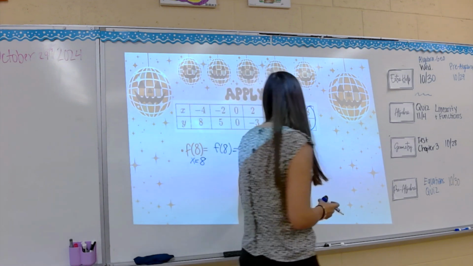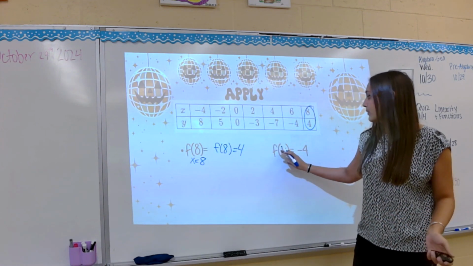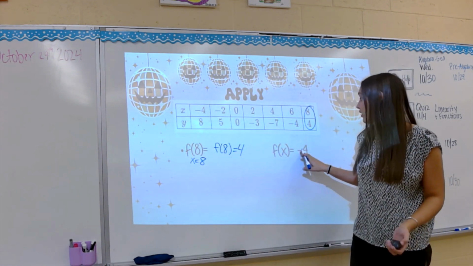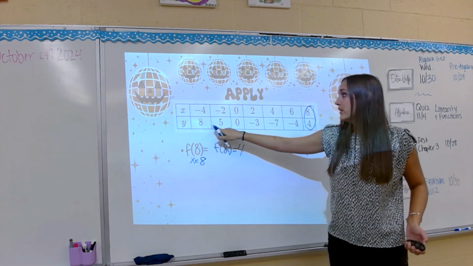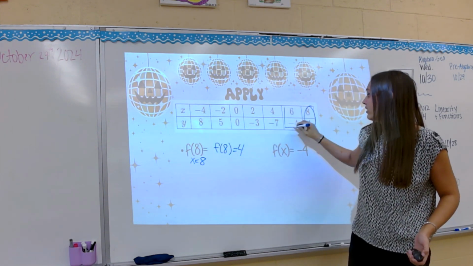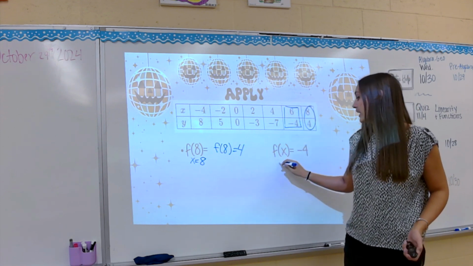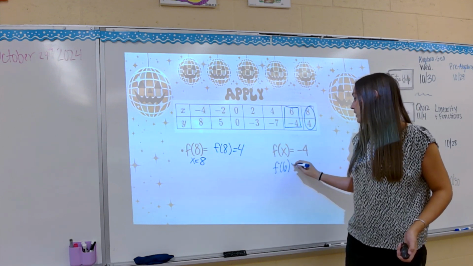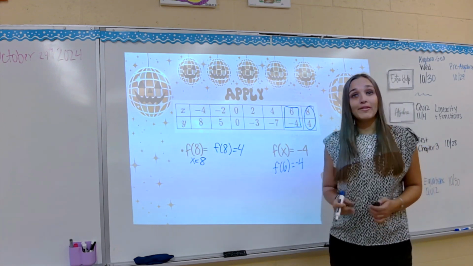We're going to look over here. My f of x equals -4. That's when my y is -4. So I'm going to look, where is my y? -4. Right here. And my x value is 6. So f of 6 equals -4 is my final answer.